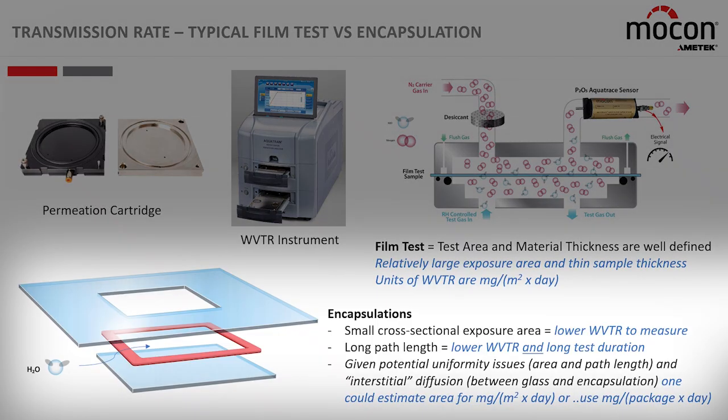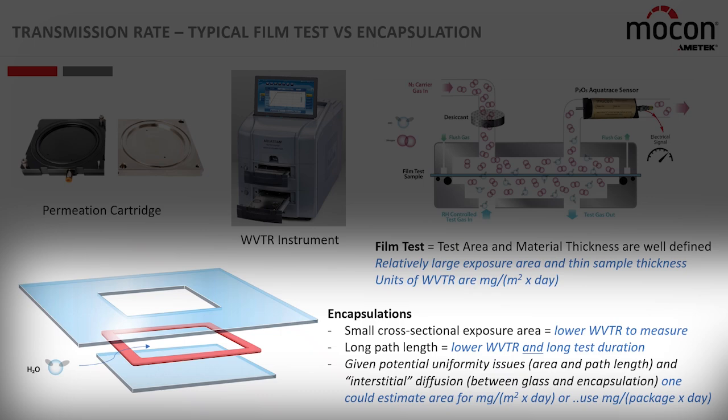What's interesting though about encapsulations is they're not really films. What they are is something we're using to join other pieces of material together. So here's an example of an O-ring or a gasket or an encapsulation. It could be an adhesive that's laid down between two pieces of something that's impermeable. In this case, it's glass.